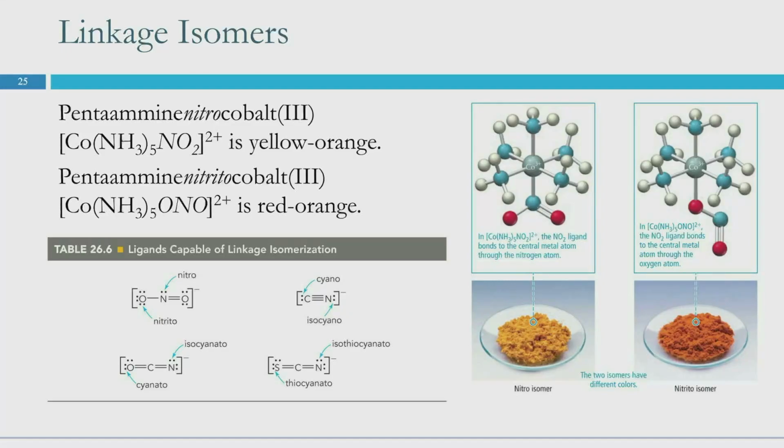And these do actually have different colors. So if we look at nitro bonding, so bonded to the nitrogen, all the nitro groups on the cobalt, we get this orangey color. We get a darker orange color if we're bonded to the oxygen, the nitrito. And that's just for this bottom group here. So that causes a different splitting of the d orbital energy levels to change the color.